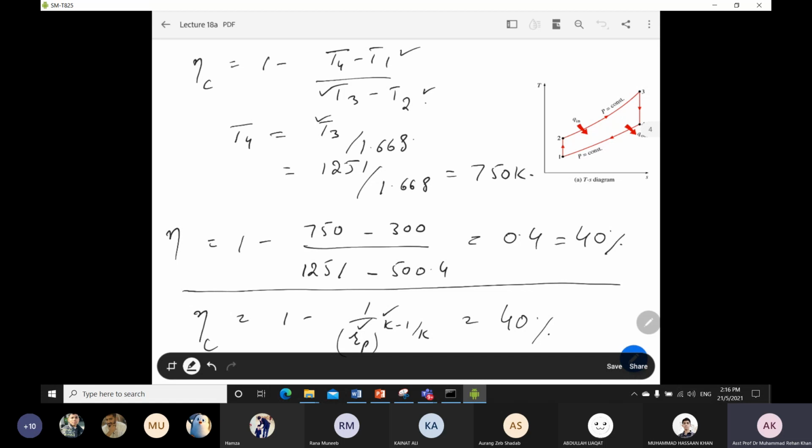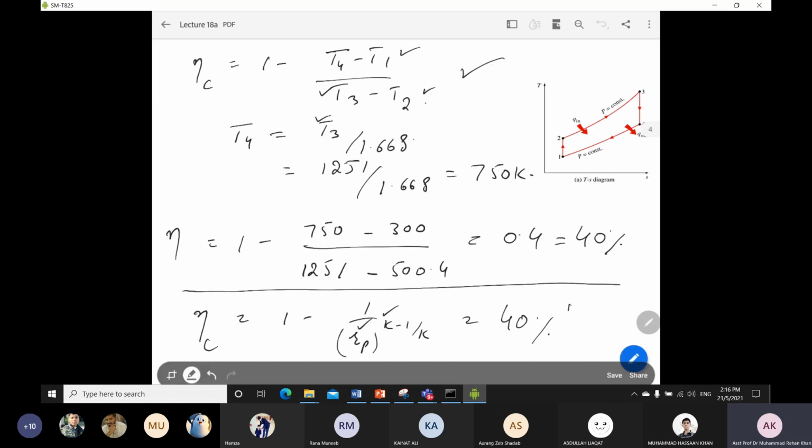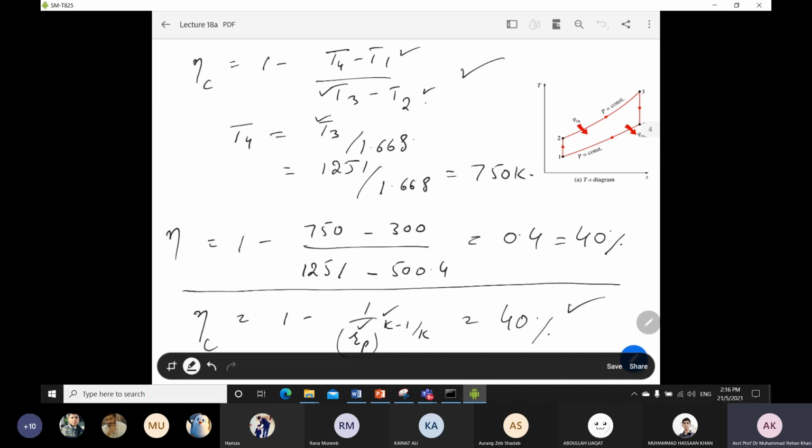So if it is specified that you have to take the air standard assumption, then you have to use these types of formulas, which we already discussed. So either you can use this one or this one for the air standard. But for the variable specific heat, then you have to consider finding the enthalpy values.